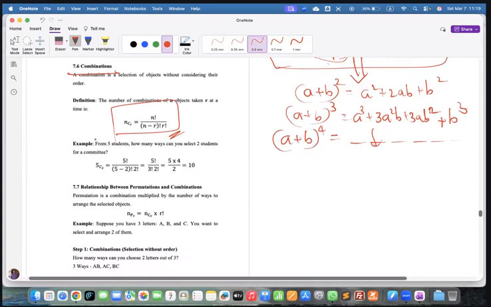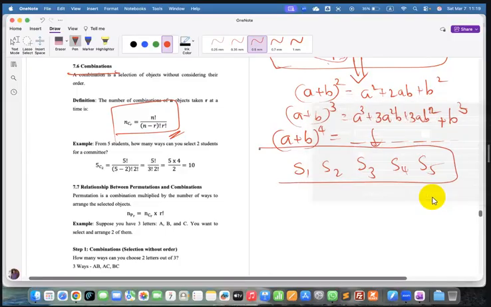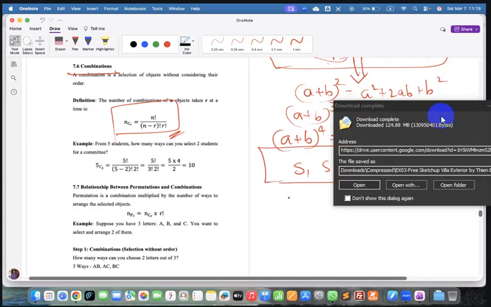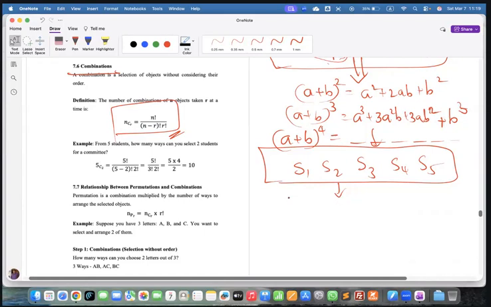So this example says, from 5 students, there are 5 students in a classroom, and we need to select 2 students as prefects. How many possible ways are there to select these 2 prefects? Just think, there are 5 students, S1, S2, S3, S4, S5. I need to select 2 students as a team lead, or monitors, or prefects from these 5 students.